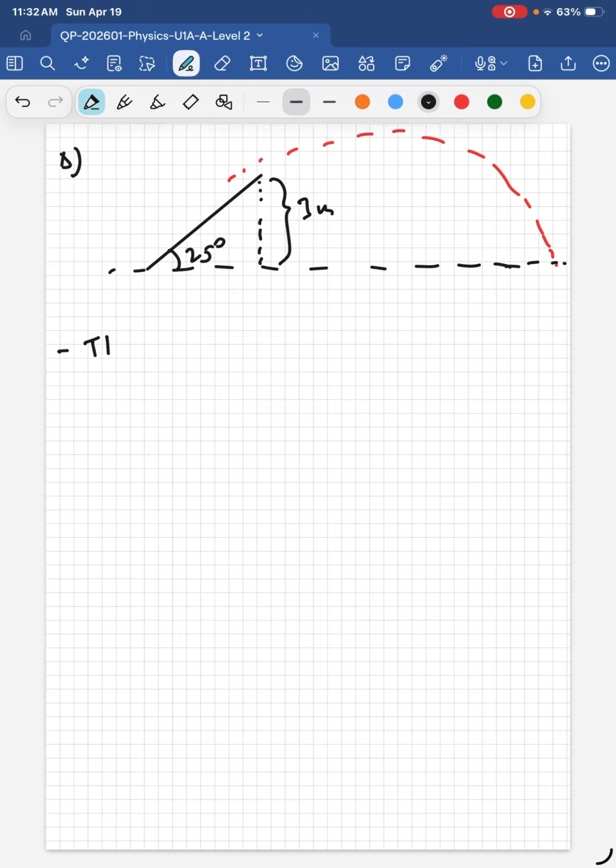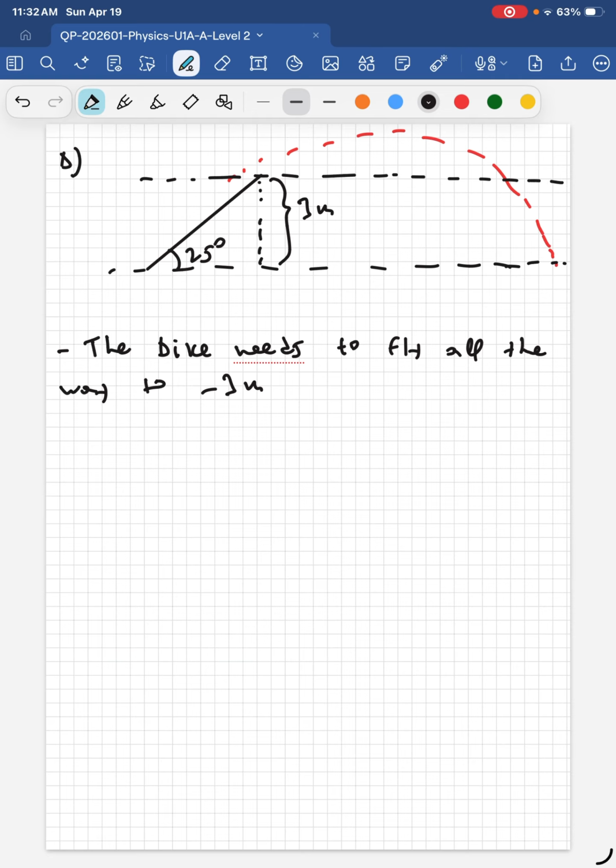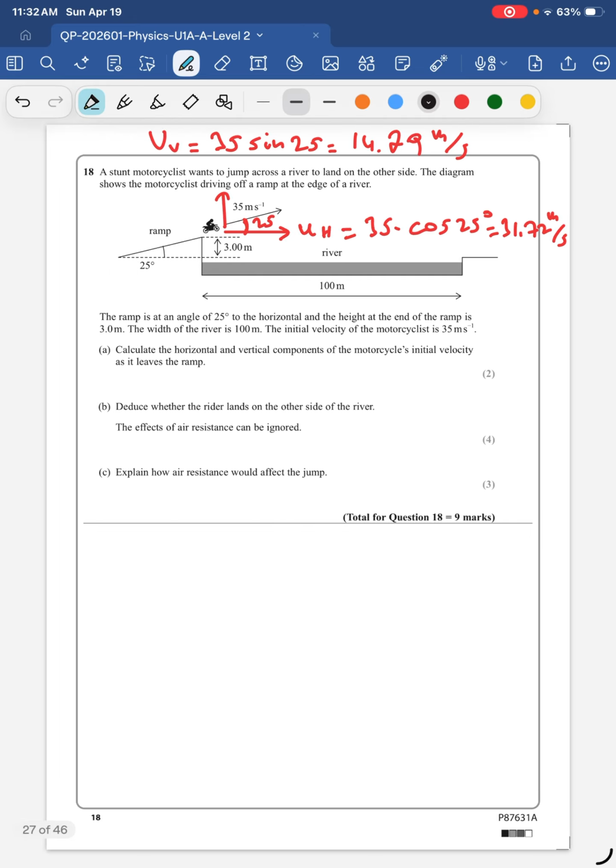So, all right, let's write what's going on here. So the bike needs to fly all the way to minus 3 meters. Why minus? Because this is the zero of the y-axis. I mean, it starts from here. So if it lands over there, it will be 0 meters. But now in this case, we fly all the way down to minus 3, right? Because he needs to travel down the ramp on the other side of the river, which is over there.